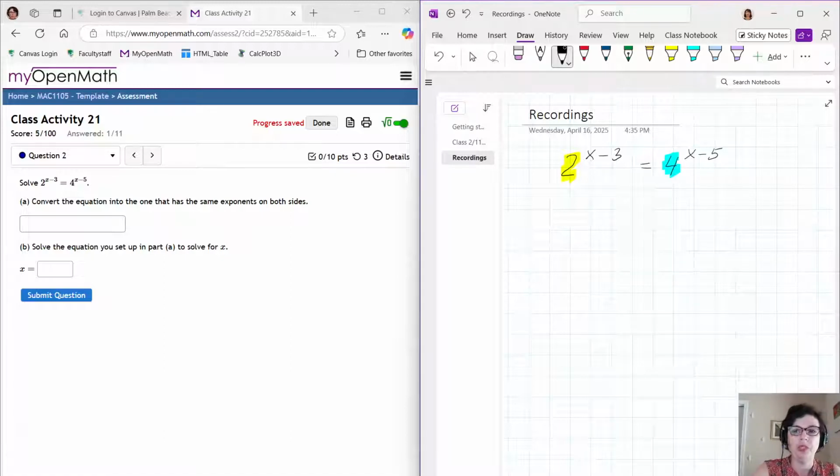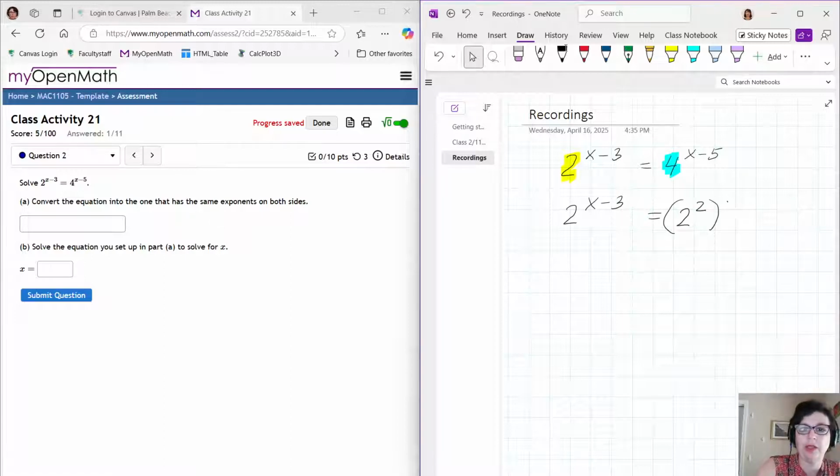If you notice that we have a 4, which can be written as 2 squared, this is what we're going to do. So we have 2 to the power x minus 3 equal, instead of 4, we're going to write it as 2 squared, and that's raised to the power x minus 5. Now here we are going to use properties of powers. If you raise an expression to a power and then raise that to another power, the rule says that you're going to be multiplying the powers.